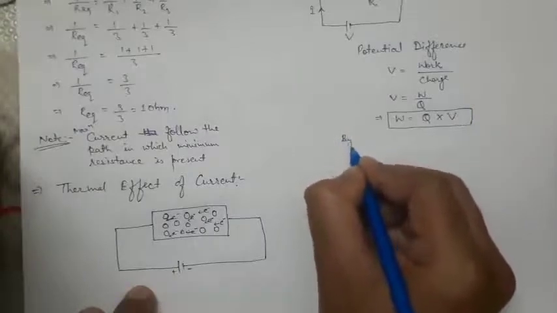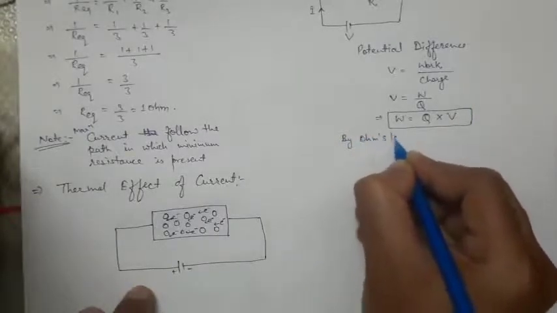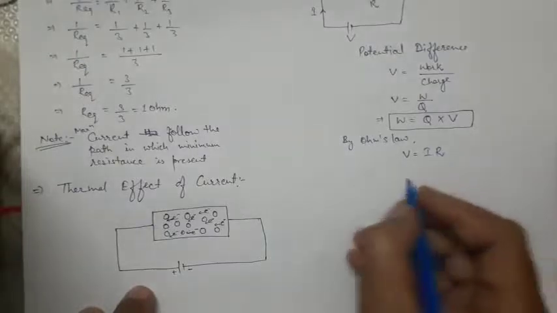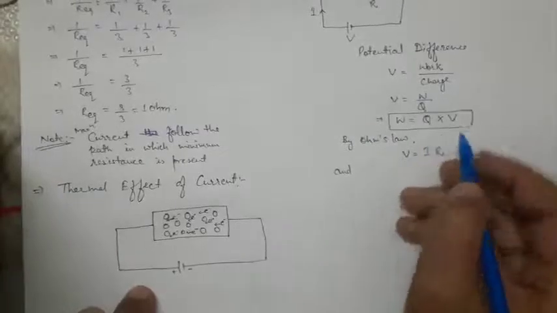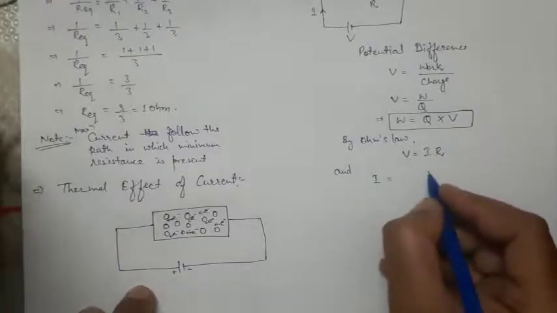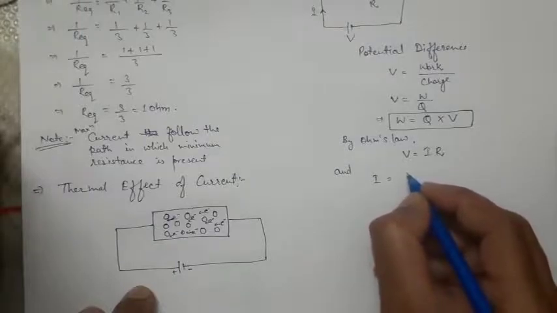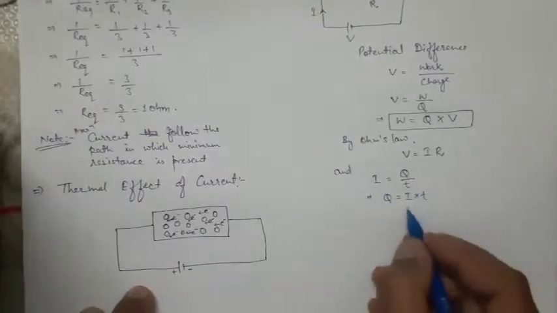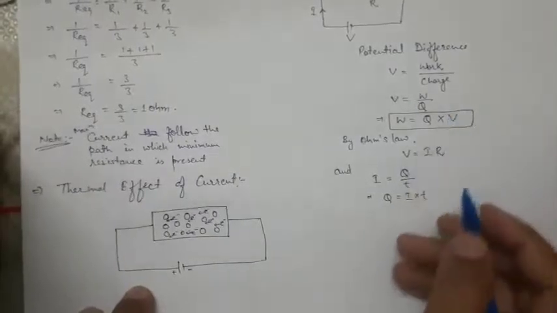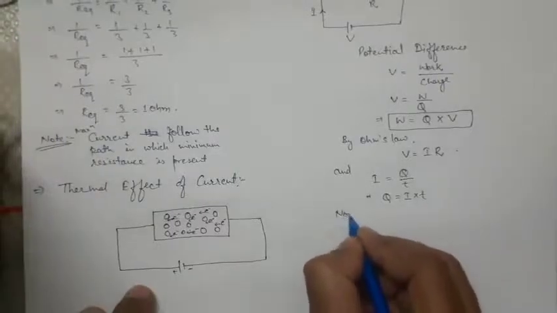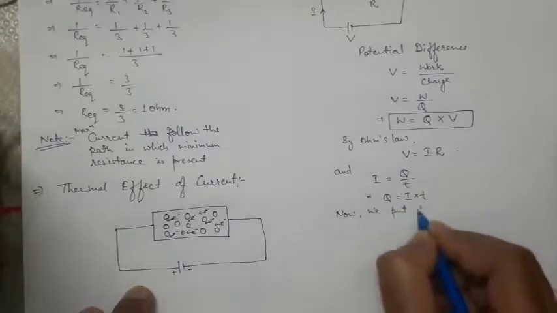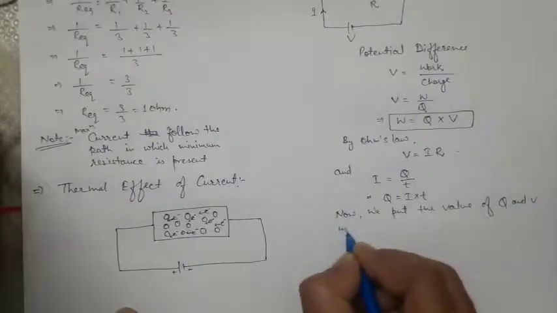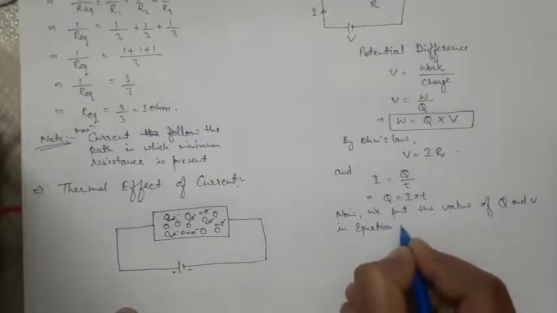Now by Ohm's law we know that V equals IR, and current I equals the rate of flow of charge, meaning Q upon T. So Q equals I into T. Now we put the value of Q and V in equation 1.